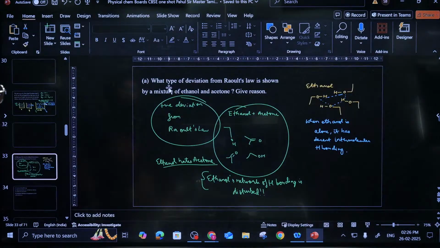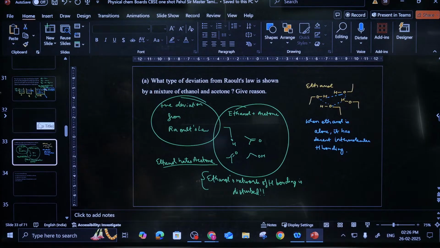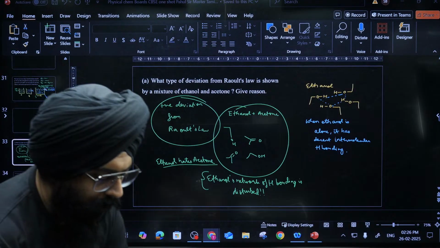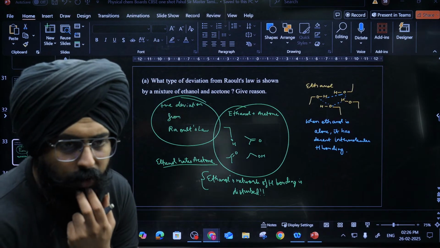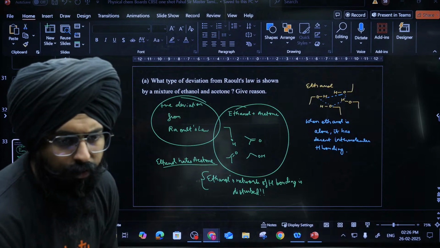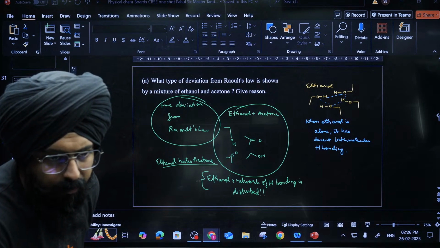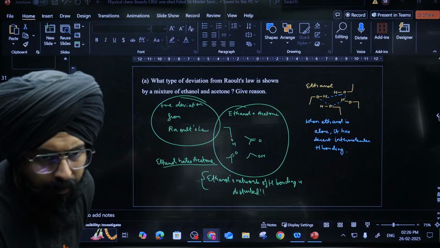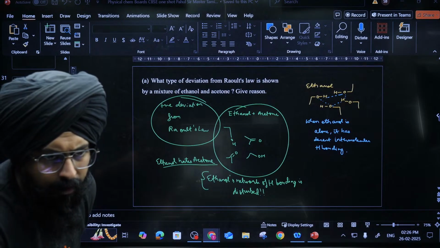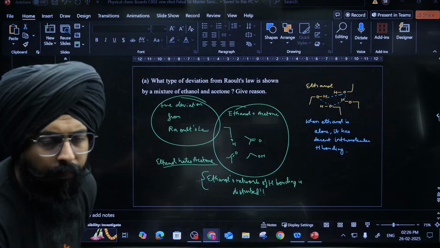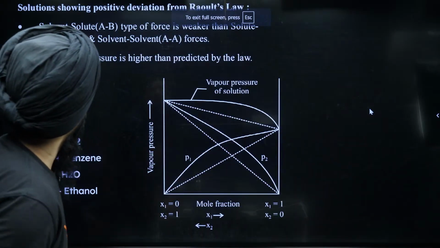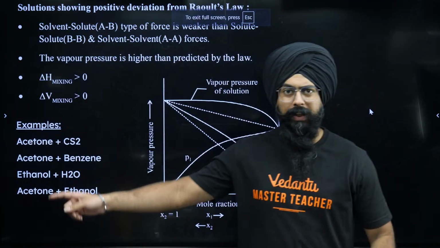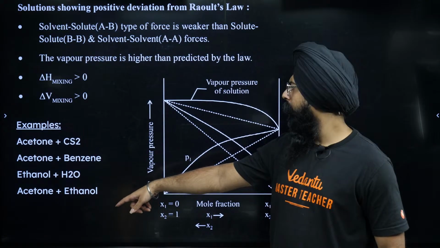Cool. Anyway, so this is the idea of deviation from Raoult's law. If you want me to show you more examples, I will. Let me show you some more examples of Raoult's law as well. Just give me a moment. There we go. So these are all the solutions that hate each other.